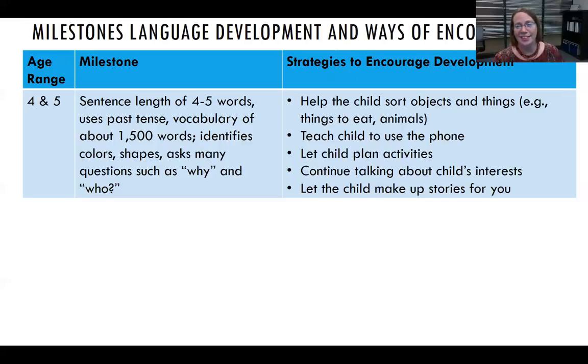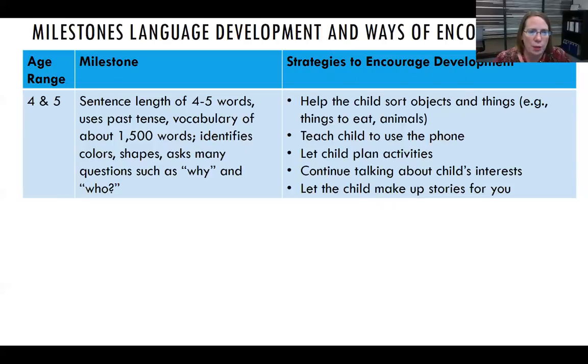If you've played this, why? Why? Why is the sky blue? And then you give them an answer. Why? Why? Why? They want to know why. And sometimes you can answer, and sometimes you just have to say, I don't know. And that happens. But children are naturally curious, and that's why they're trying to figure out the world.